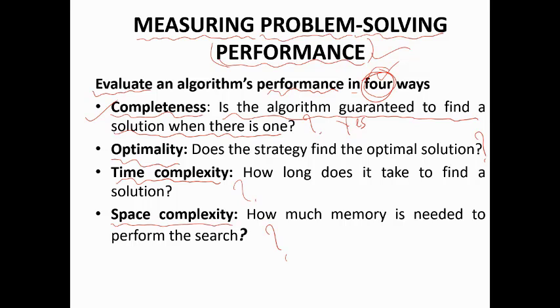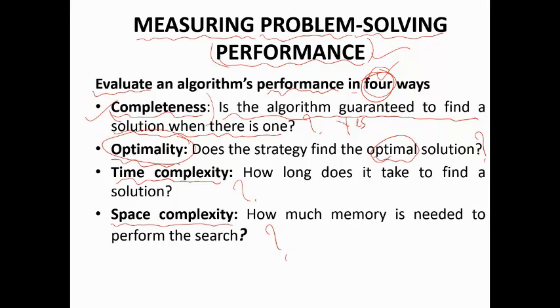If the answer is yes, the algorithm guarantees that you will find at least one solution at the end, then it is called completeness. The other property is optimality. The question is, does the algorithm strategy find the optimal, best solution? If it is yes, this means your algorithm is optimal. This is the second property, which is called optimality.